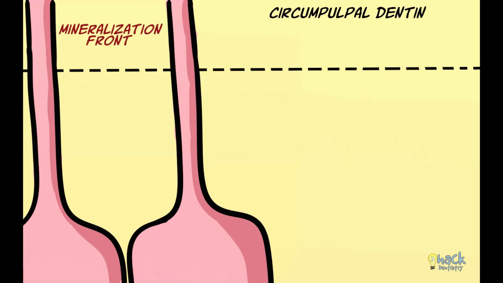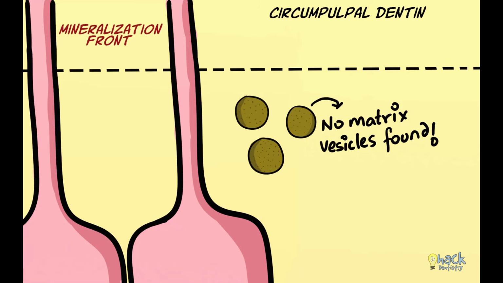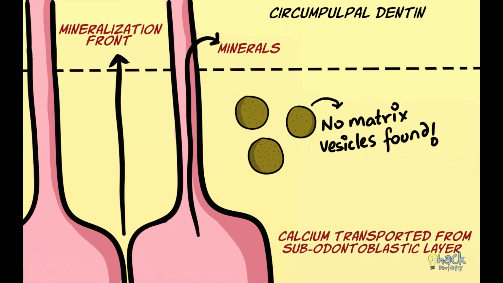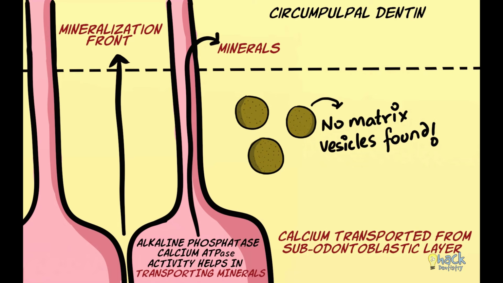As mineralization proceeds to the circumpulpal dentin matrix, there are no matrix vesicles found. What rather happens is calcium is transported from the subodontoblastic area to the mineralization front, either through the odontoblasts or in between odontoblasts. Alkaline phosphatase activity and calcium ATPase activity have been reported within the odontoblasts, which may facilitate the transport of mineral ions to the mineralization front. Now, once in the mineralization front, the non-collagenous proteins deposited here help in mineralization of dentin.